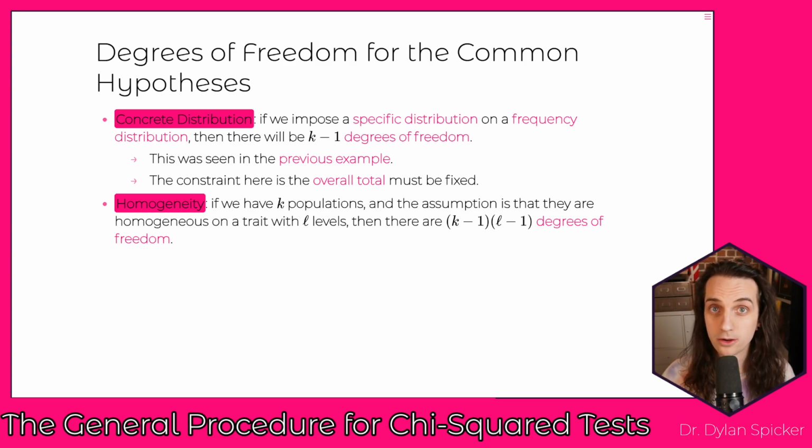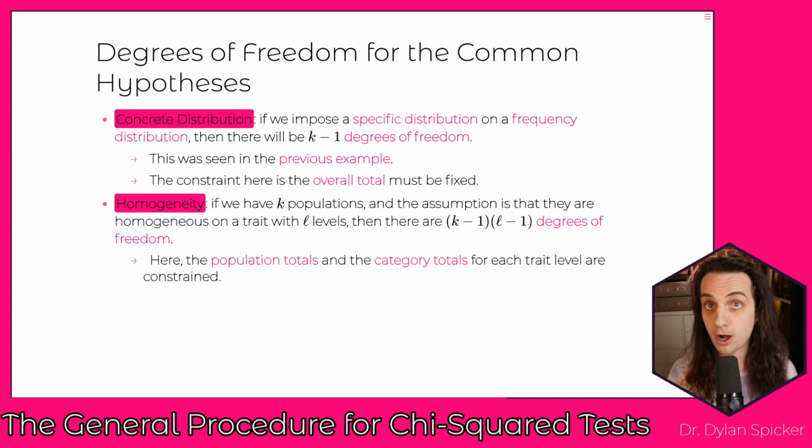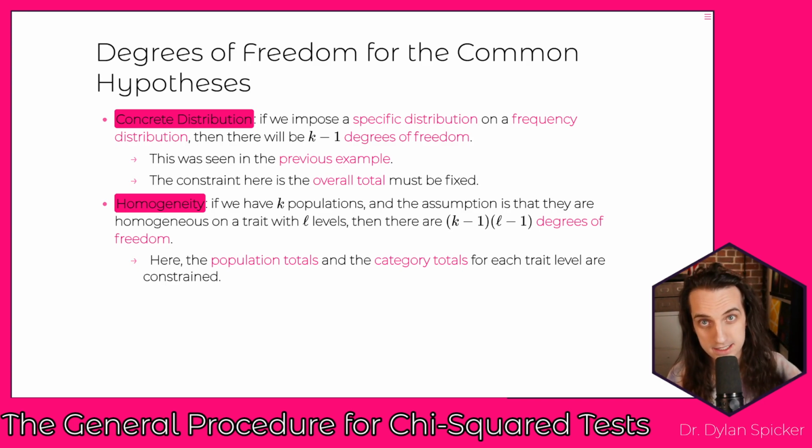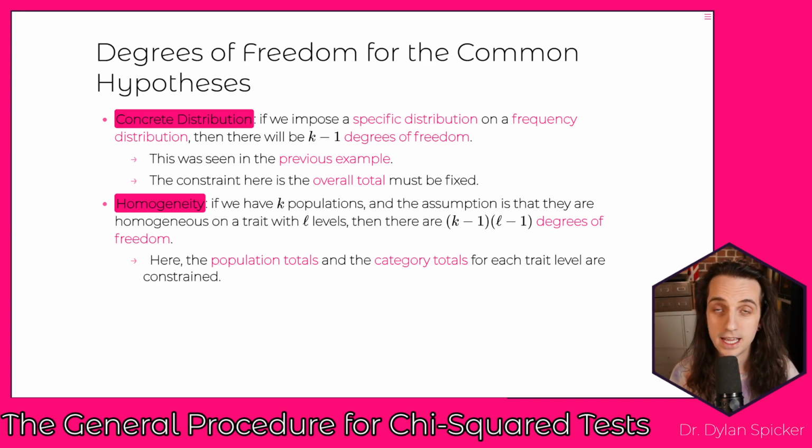Okay? And this is going to come out because we actually have 2 sets of constraints here. The population totals and the category totals are going to be constrained, right? We have to sum the rows to the same things, and we have to sum the columns to the same things. And so in this case, if you work out how many values that leaves free, it's going to turn out that that leaves k minus 1 times L minus 1 values free.